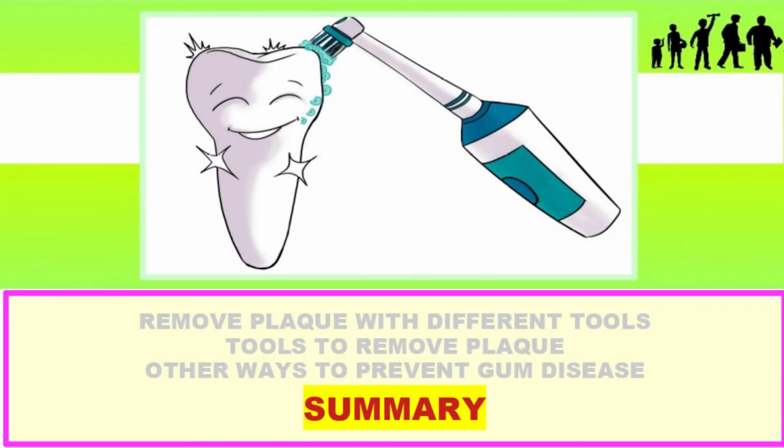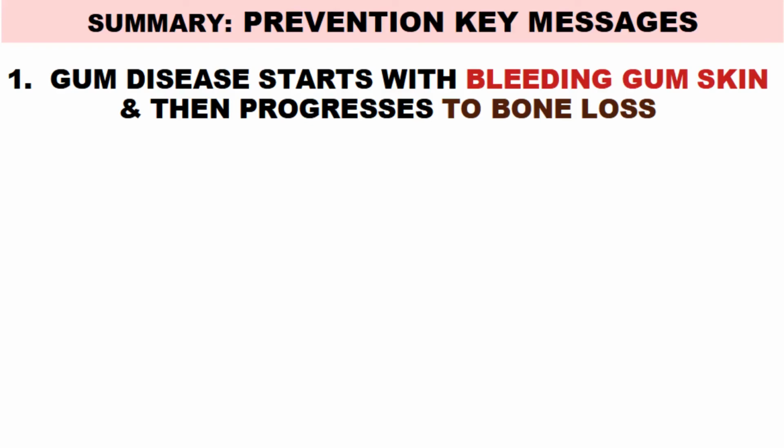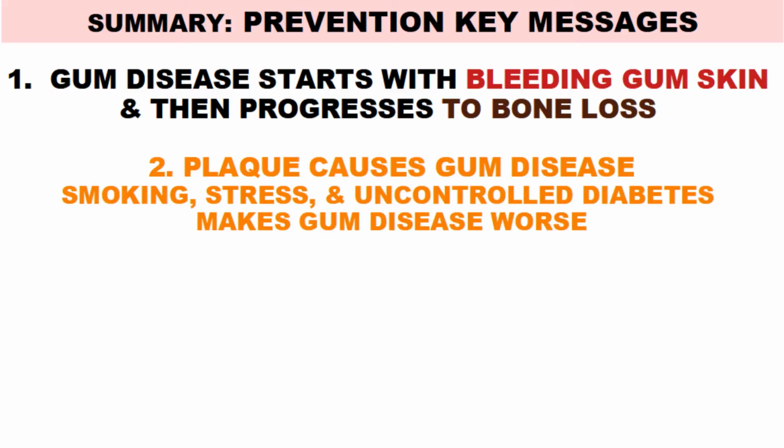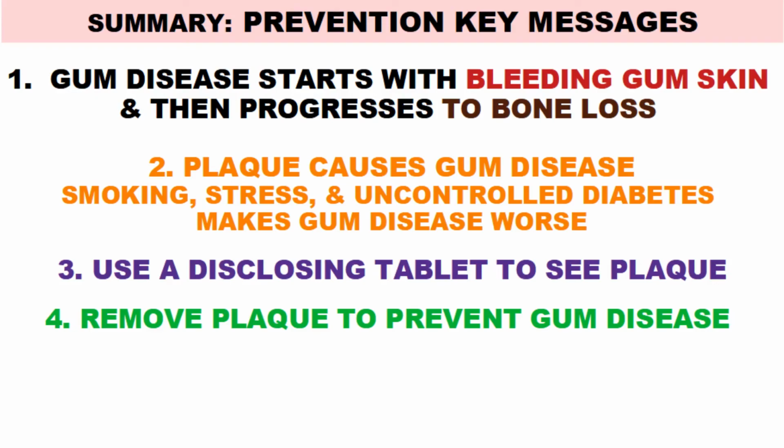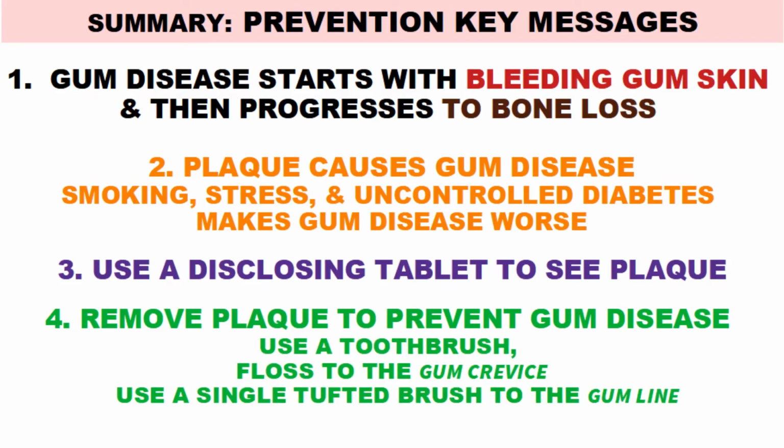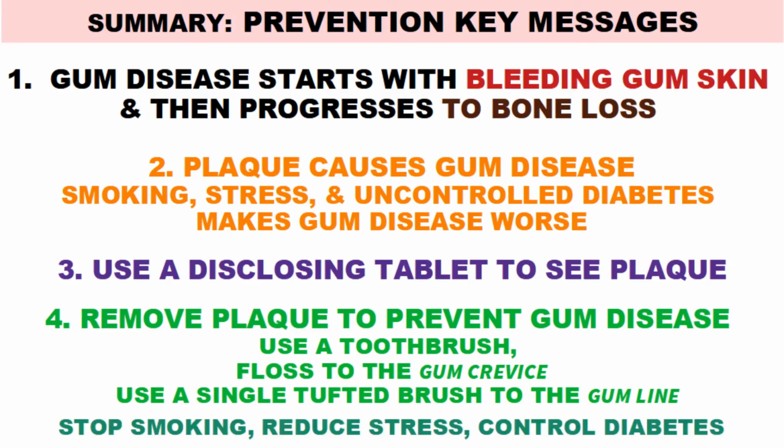Summary for the whole video series. So the key messages are: gum disease starts with bleeding gum skin and then progresses to bone loss. Plaque causes gum disease. Smoking, stress, and uncontrolled diabetes make gum disease worse. Use a disclosing tablet to see plaque. Remove plaque to prevent gum disease. This means using a toothbrush, floss to the gum crevice, and a single tufted brush to the gum line. You can also use interproximal brushes, TEPE brushes, if you have big gaps between your teeth. And to stop smoking, reduce stress, and control diabetes if applicable.